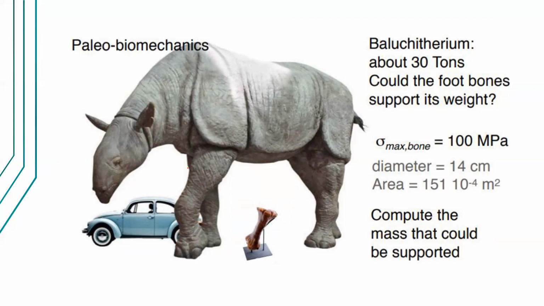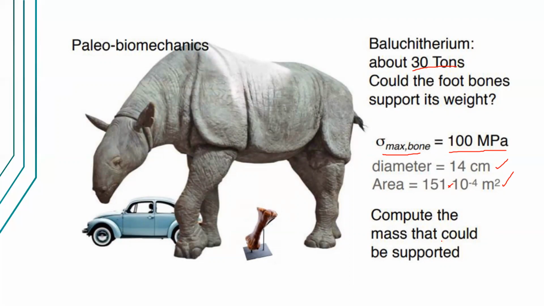And the weight of this prehistoric animal is around 30 tons. So the question is, if the size of the bones constrains the maximum weight that can be supported, could the foot bone support its weight of 30 tons? Let's say that we know that the ultimate stress of the bone is around 100 megapascal. You're also given that the diameter is 14 centimeters and the cross-sectional area based on that diameter is 151 times 10 raised to negative 4 square meters.